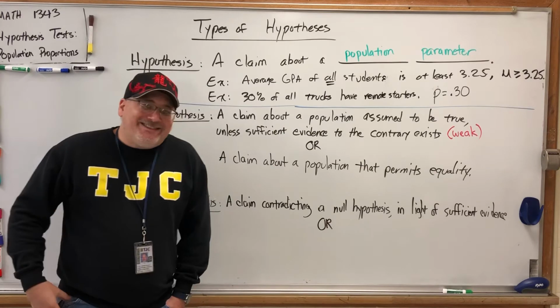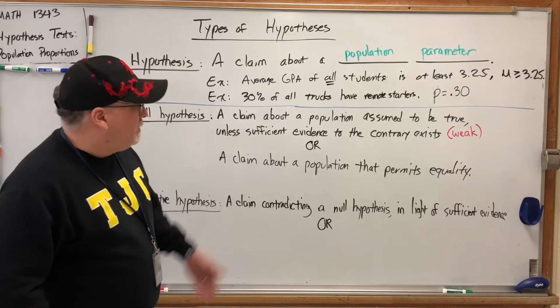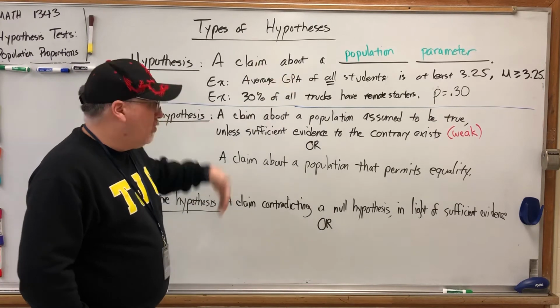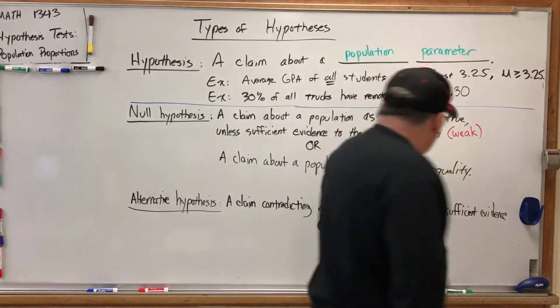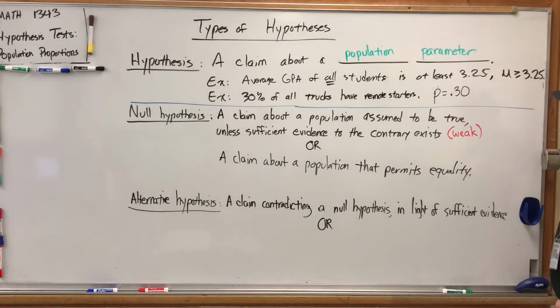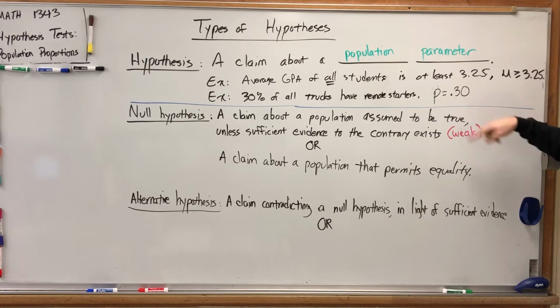Well, remember, these claims are about numerical measures of a population. A population's mean, that's numerical. A population's proportion, that's also numerical. When I say a claim about a population that permits equality, that means: does this claim allow this variable to equal this number? Or this parameter to equal this number? Well, this one demands it: P is equal to 0.30. And this one allows it, or permits it: mu is greater than or equal to 3.25.